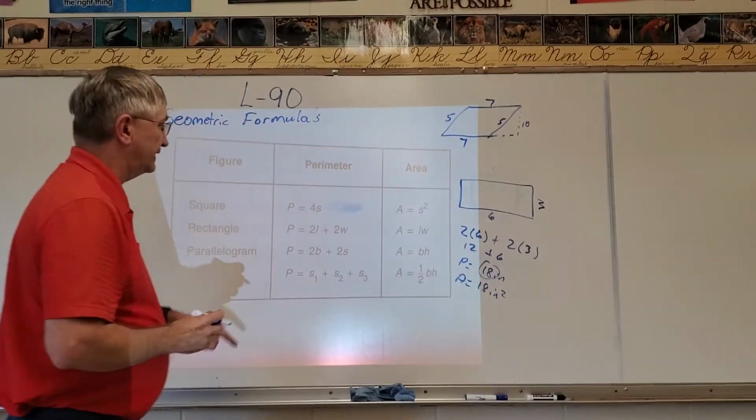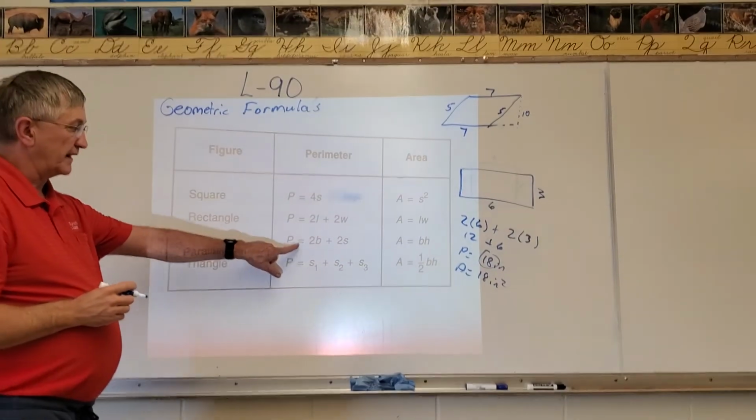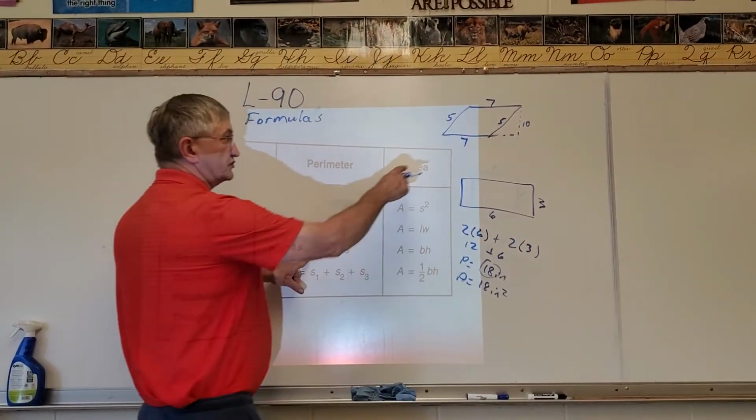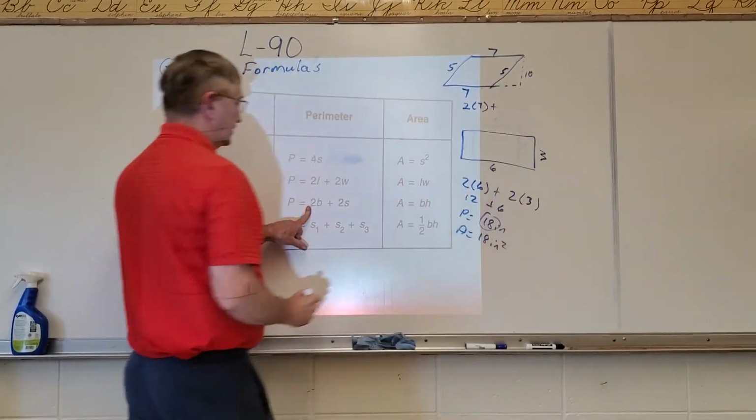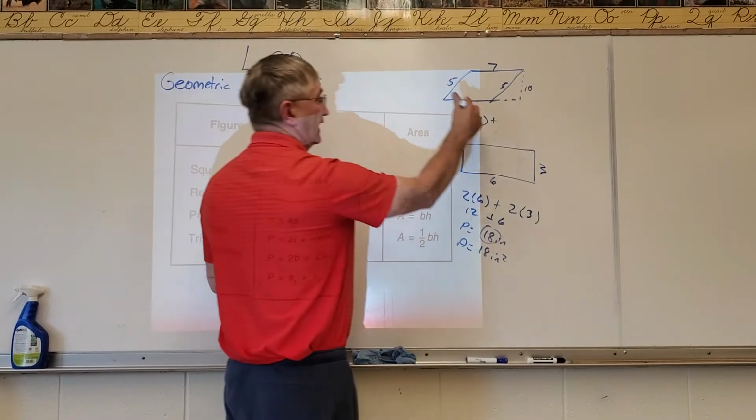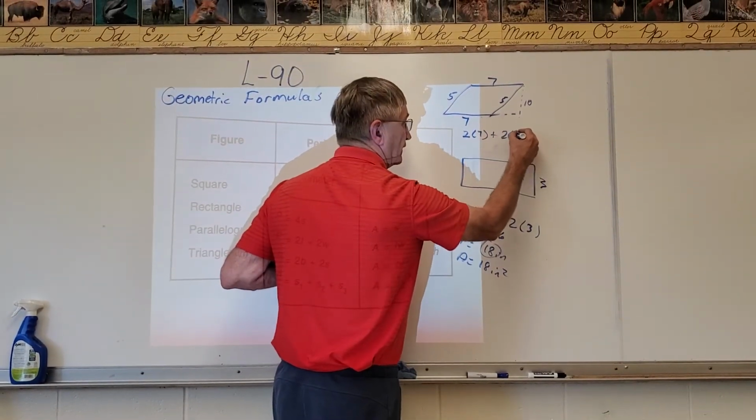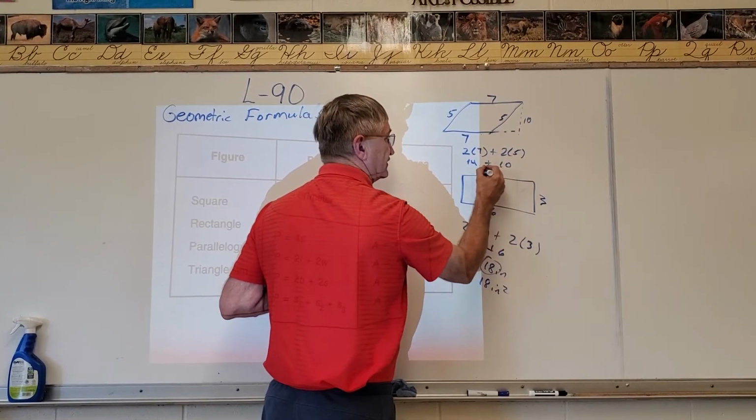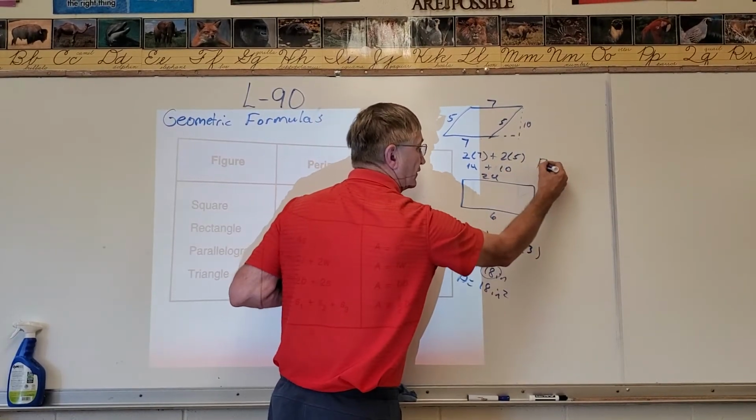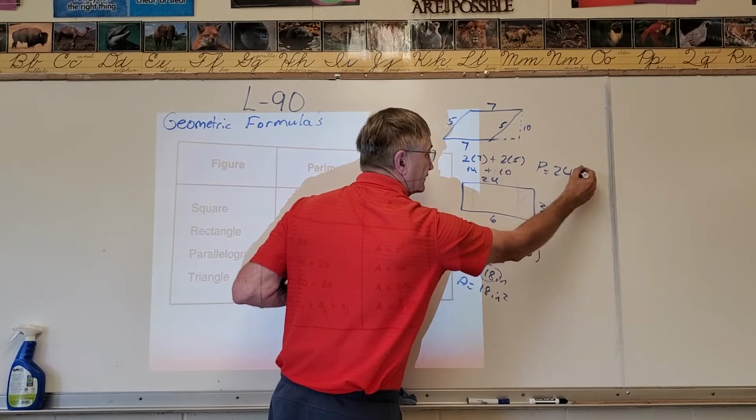That means to find the perimeter of a parallelogram, I go 2 times the base, which is 2 times 7, plus 2 times the side, which is 5, which equals 14 plus 10, which equals 24. So perimeter equals 24 inches.